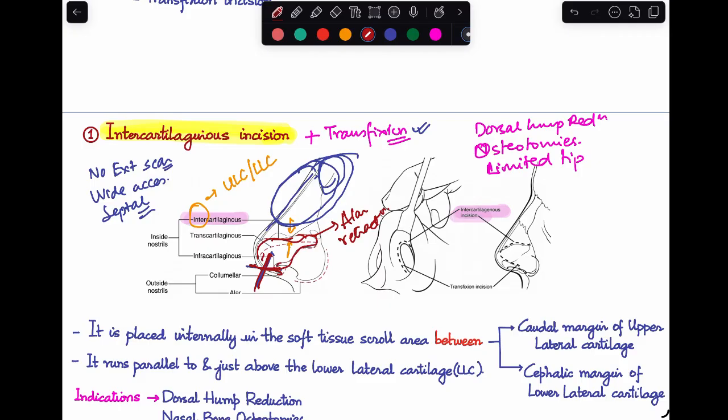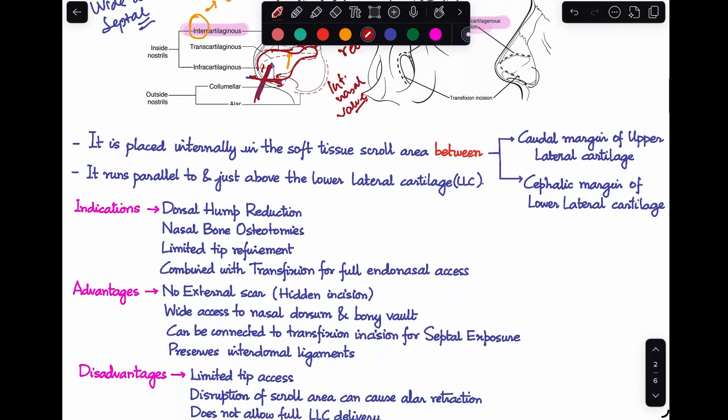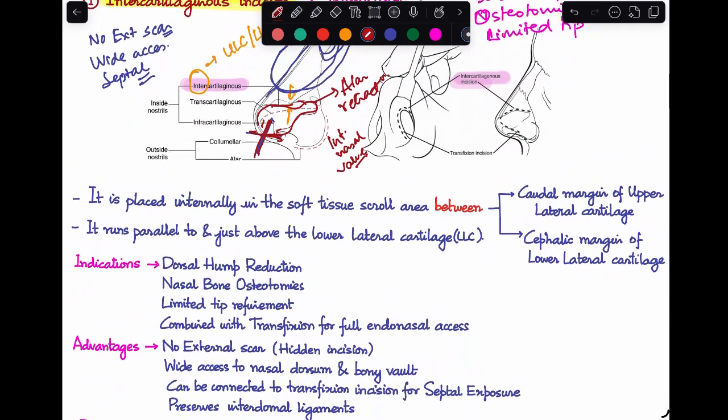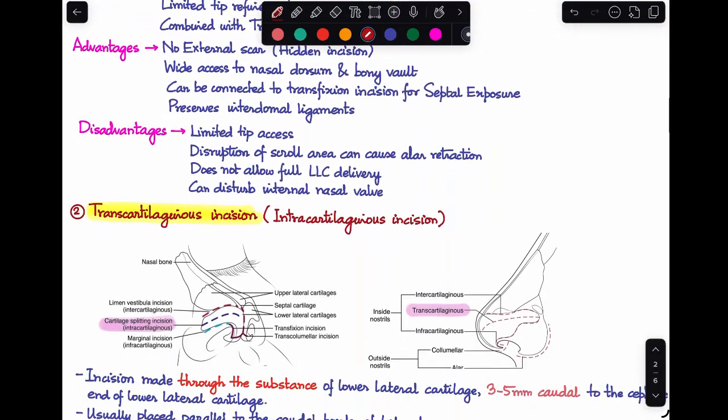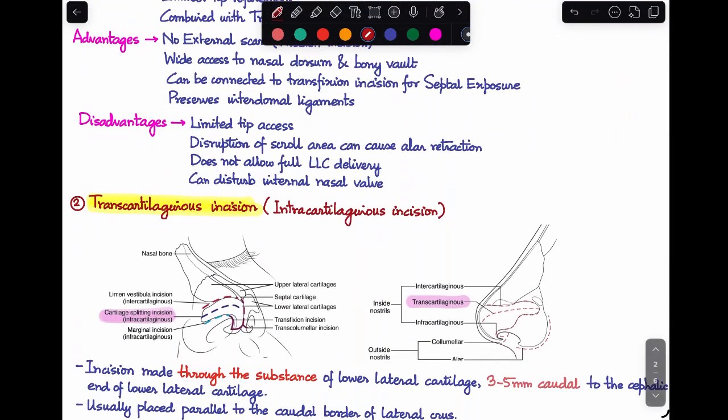So any surgery where we require a full exposure, a full delivery of the lower lateral cartilage, we should not be using this incision. And this incision can also end up disrupting the internal nasal valve area. These are some disadvantages that we should be aware of, and depending on our case, choose an indication. If it aligns with this incision, we choose that. If it doesn't, we make another choice. So this is our first incision, the intercartilaginous incision. Next, let's move on to our second one, which is the transcartilaginous incision.